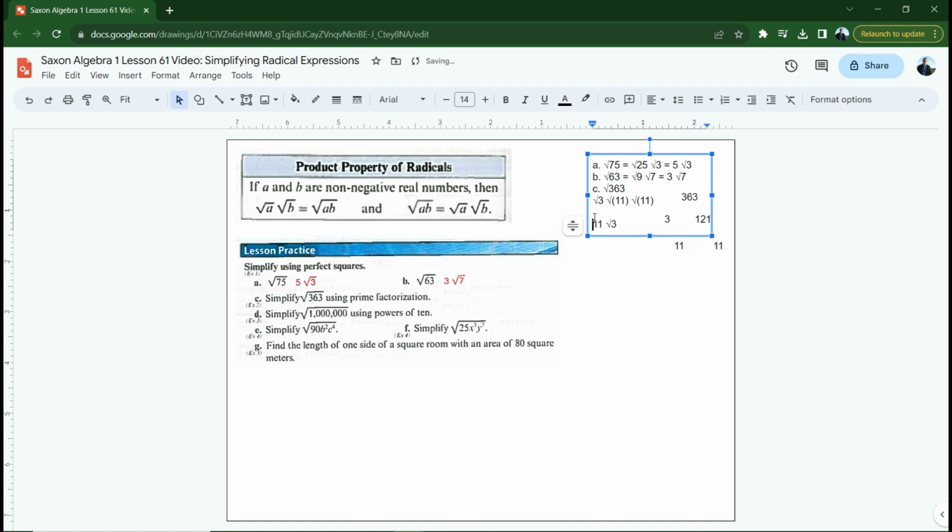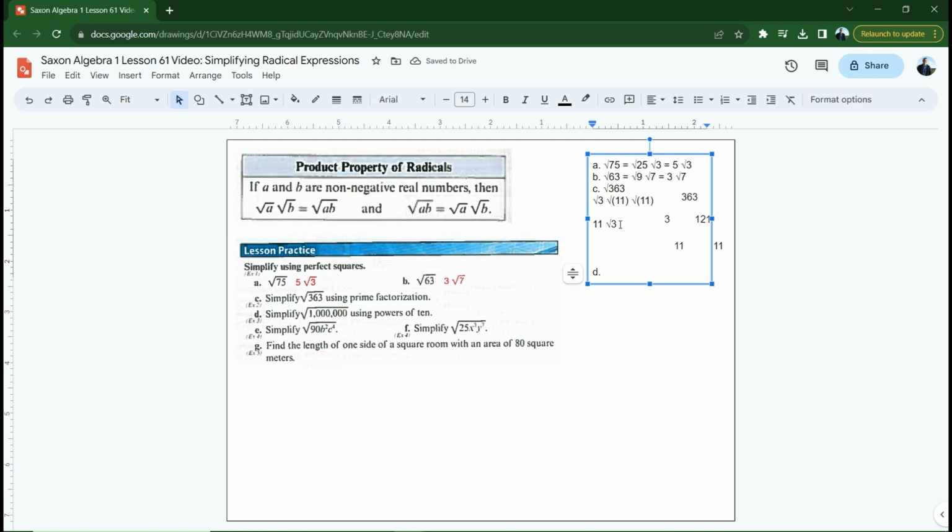And the way that I figured that out is I took the prime factorization. I realized I was multiplying 11 by itself twice. The square root of 11 times the square root of 11 is just 11. And then the square root of 3 was left over, so I had to bring over the square root of 3. All right, letter D.